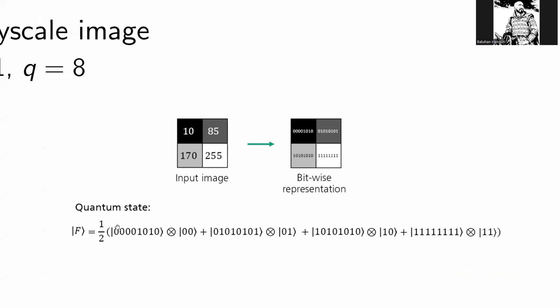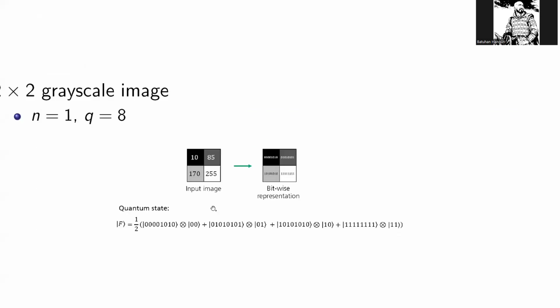And this is the image encoding into a quantum state. As you see, the first element of that tensor product represents the pixel value, and the second element of the tensor product represents its position. So it's like 00, 01, 10, 11: first pixel, second pixel, third pixel, and fourth pixel. We sum those tensor products and divide by 2, so we can represent the image in the quantum state.